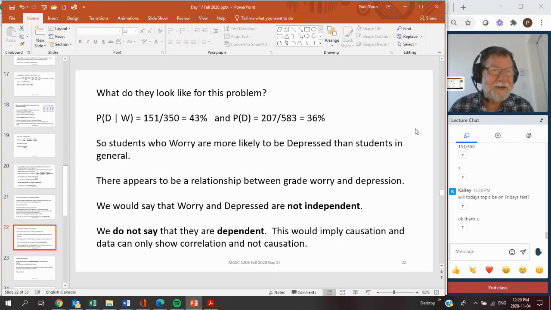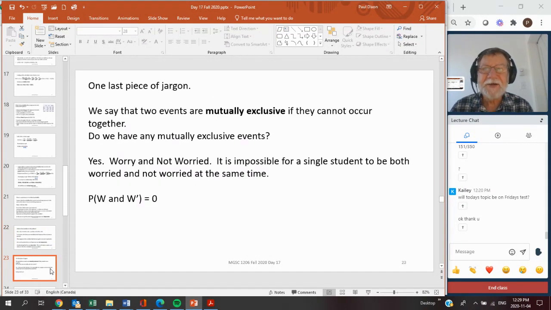They don't care if it's cause and effect. A correlation is enough in that instance. There's one other piece of jargon, one I don't like.